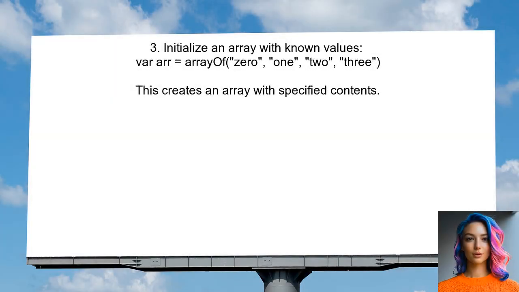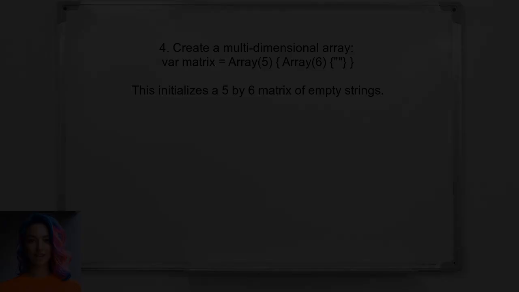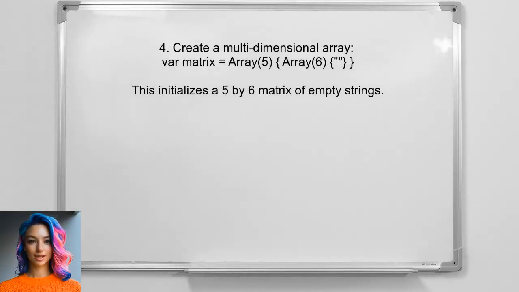If you already know the contents of your array, you can initialize it directly with var arr = arrayOf(0, 1, 2, 3). Lastly, for creating a multi-dimensional array of strings, you can use var matrix = Array(5) { Array(6) { "" } }. This creates a matrix with 5 rows and 6 columns, all initialized to empty strings.